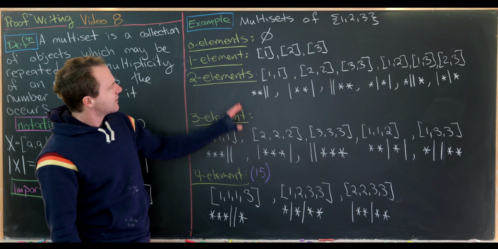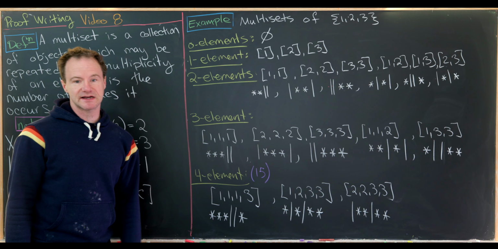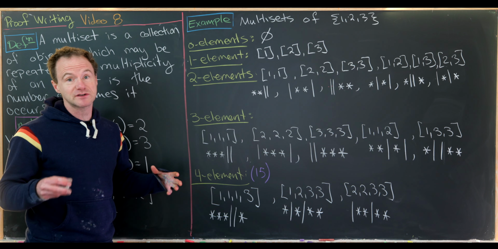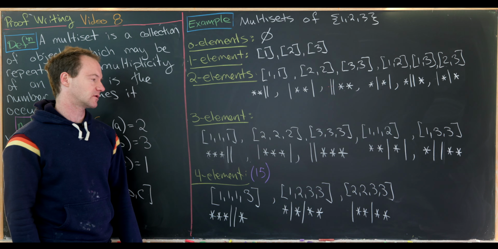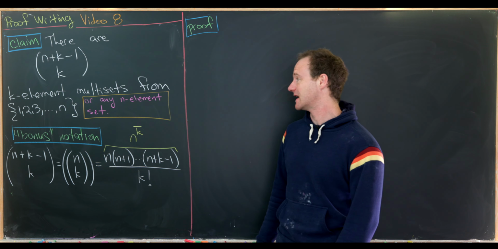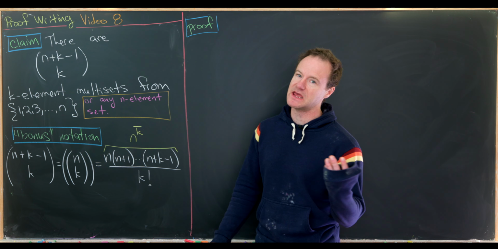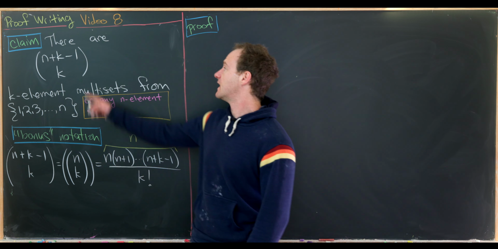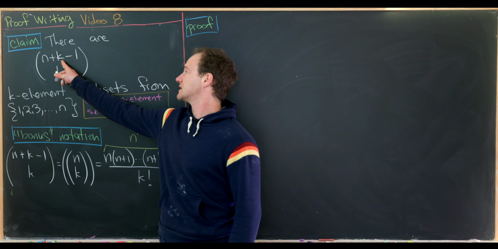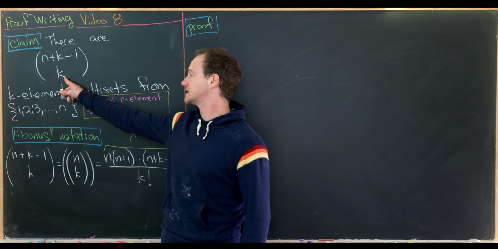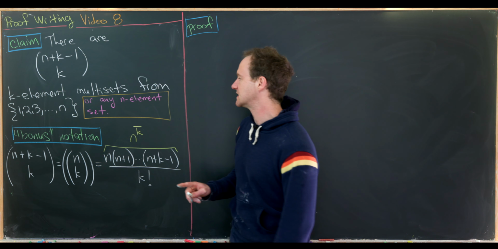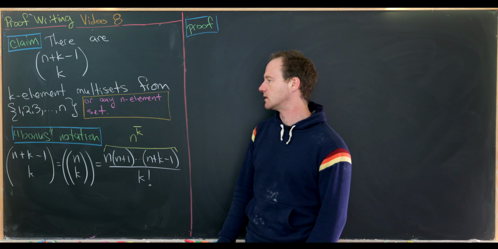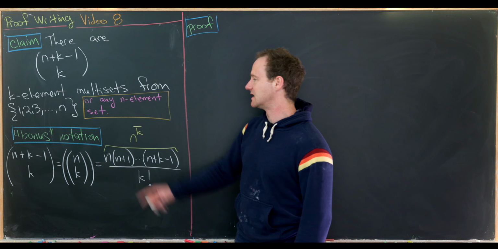Okay, so now that we've explored these multisets quite a bit, I think we can probably count up how many there are in general. Now we're ready to count k-element multisets from an n-element set. That leads us to the following claim. That is, there are n plus k minus 1 choose k k-element multisets from the set containing 1, 2, 3, 4 up to n, or really any n-element set.